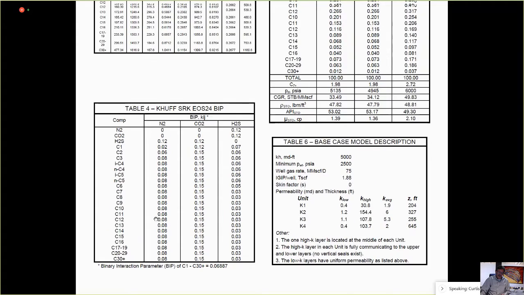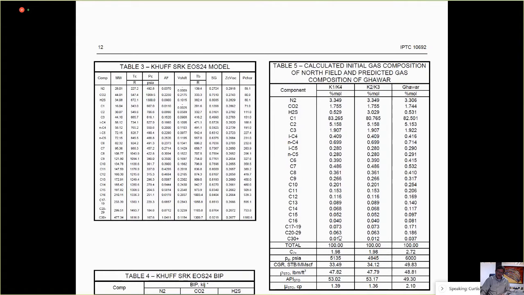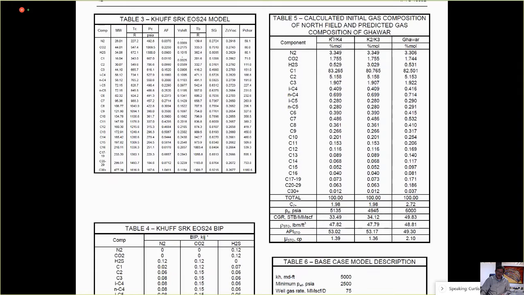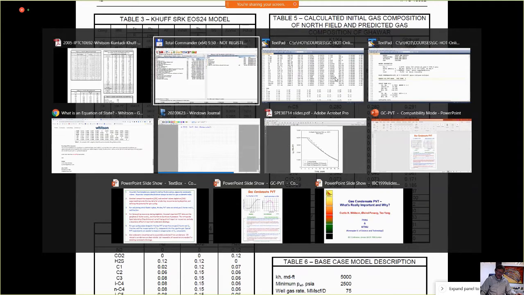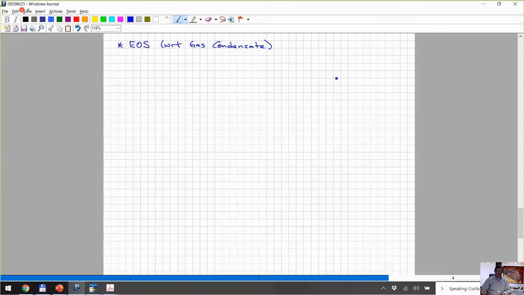And then you need a composition, of course, to use the equation of state. So compositions are given for the K1, K4 formation, the K2, K3 formation, and then some kind of approximate gas composition here. Basically, these are identical except for methane and H2S. So there's more H2S in this formation. Okay. Any questions about just the general equations of state? So there's two tables.